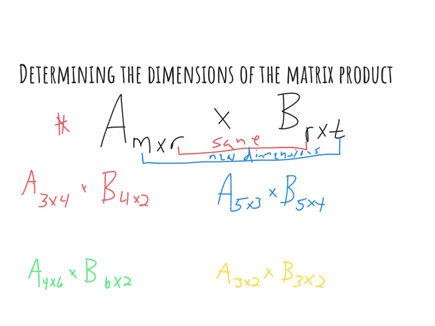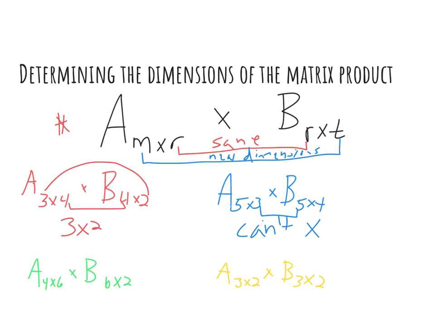If we take a look at this first one here, we've got a 3 by 4 matrix times a 4 by 2. First thing we need to do, make sure those are the same. They are the same. So my new matrix is going to be a 3 by 2, because of the 3 and the 2. For the second one here, we've got a 5 by 3 and a 5 by 4. We take a look here. These two numbers are not the same, so we can't multiply them together.